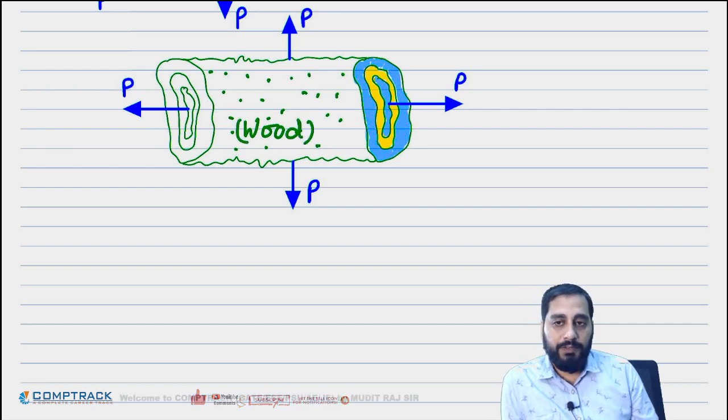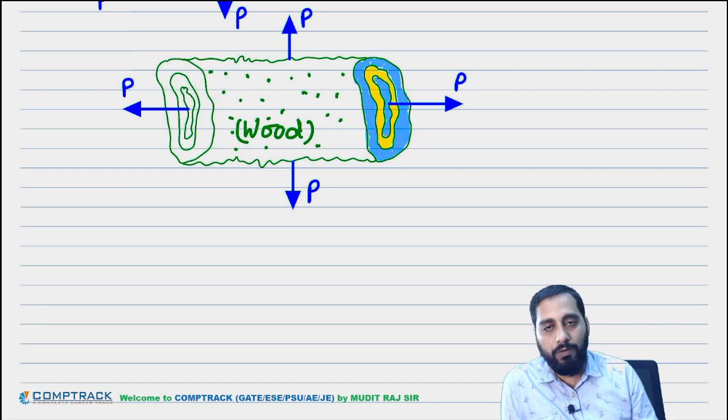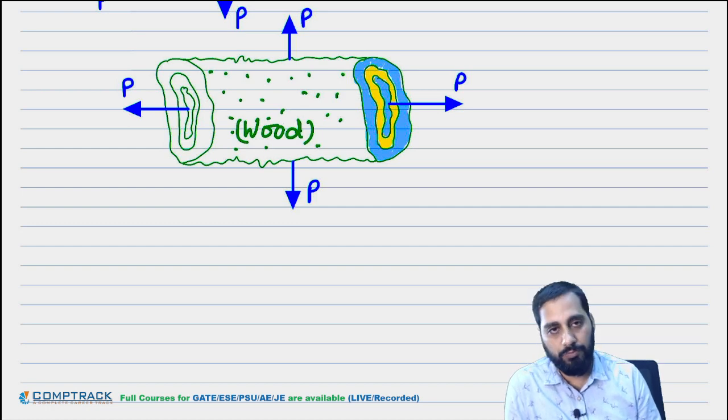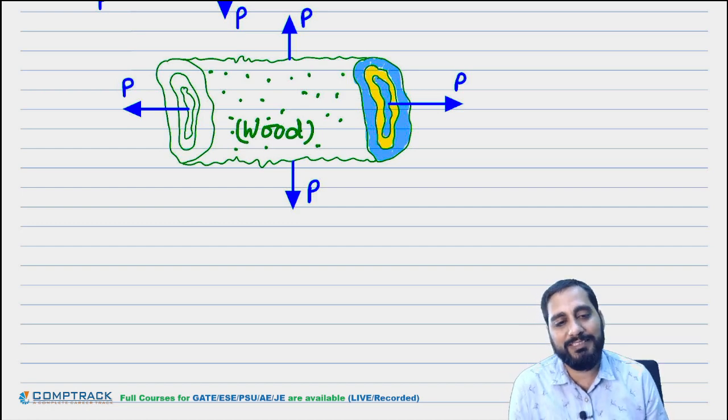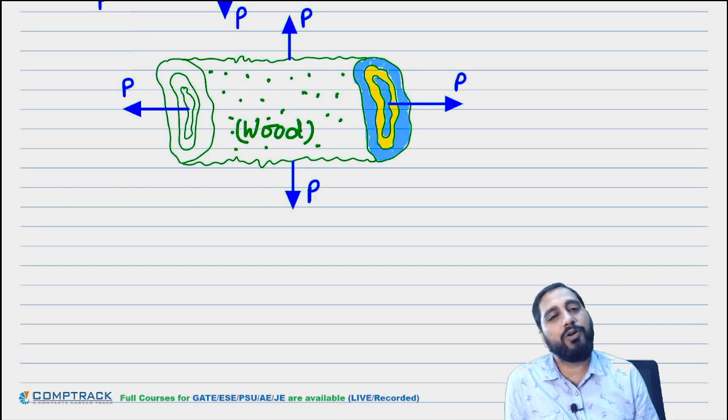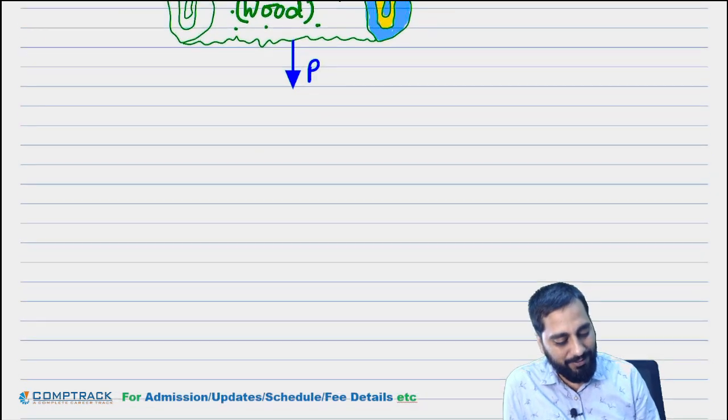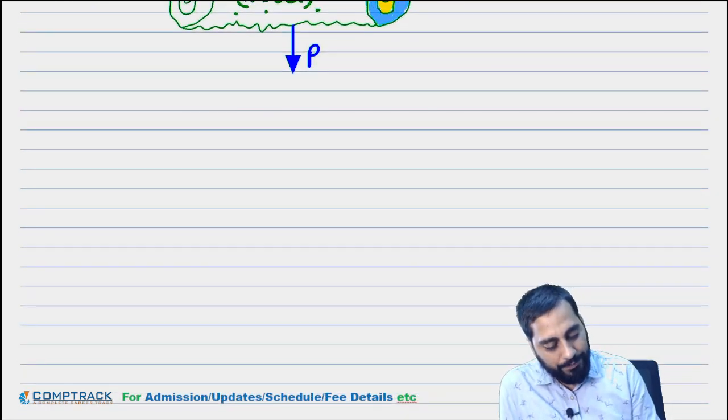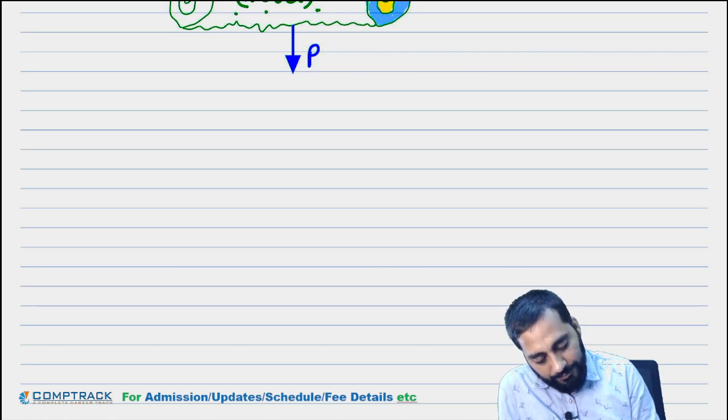So whether it is wood or steel, the strength and properties at all points and in all directions are not the same. But we assume. Why? To simplify the subject. Because real study we cannot do, beta. Okay. Now, one more thing is there.